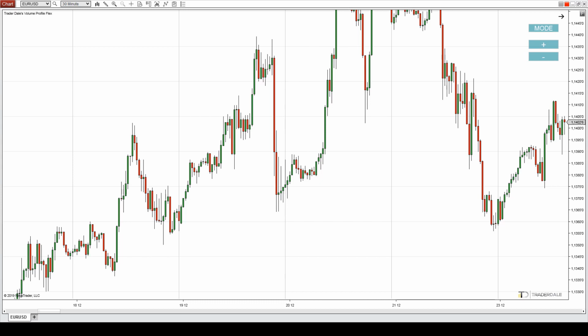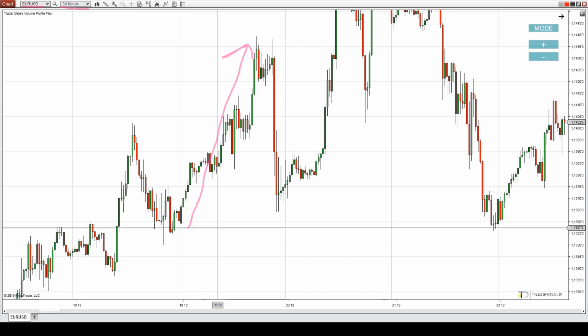So let's have a look at the trend setup in some real charts. Before you, this is the Eurodollar 30-minute time frame. This is my favorite time frame for intraday trading. So let's get to it. In here, you can see a strong uptrend.